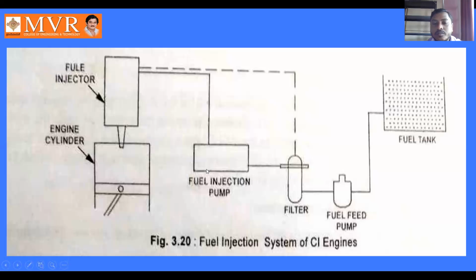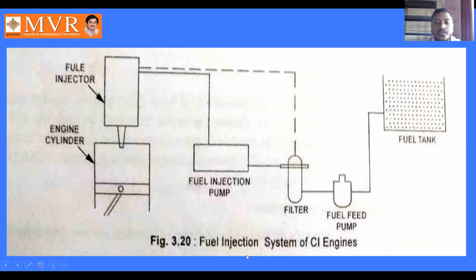The fuel is sent into the fuel injection pump after the filtration process. By using this fuel injection pump, the fuel is atomized, broken into small particles. By using this pump, we send the fuel into the fuel injector. In the fuel injector, it is atomized, meaning broken into small particles of fuel, and it is sent into the engine cylinder for the working process.